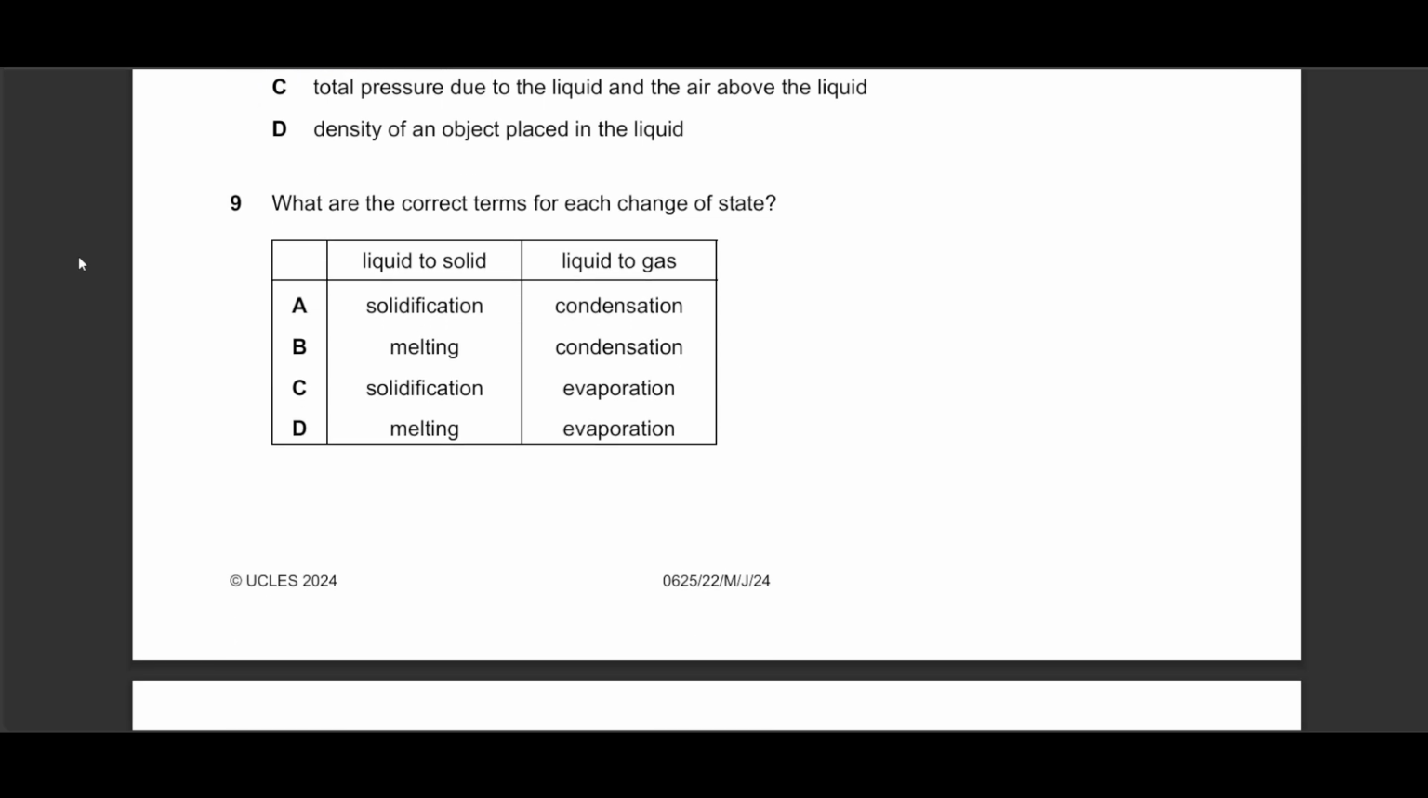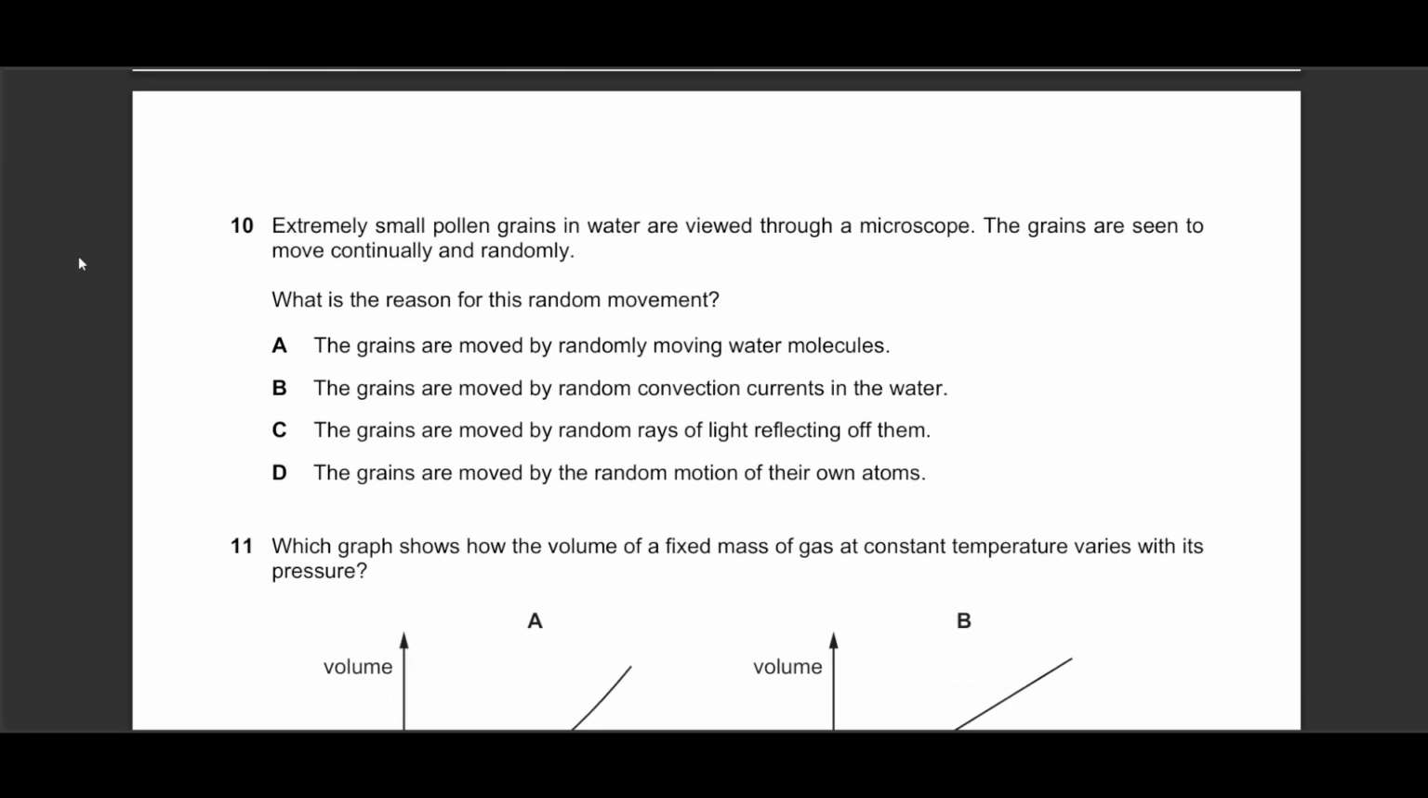Question 9. Okay, so correct terms. Liquid to solid, solidification is the right answer. Liquid to gas, it would be evaporation. The common answer would be C.